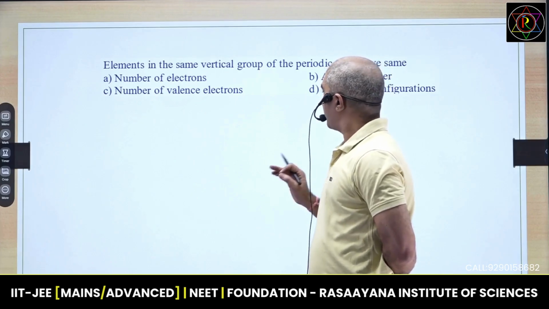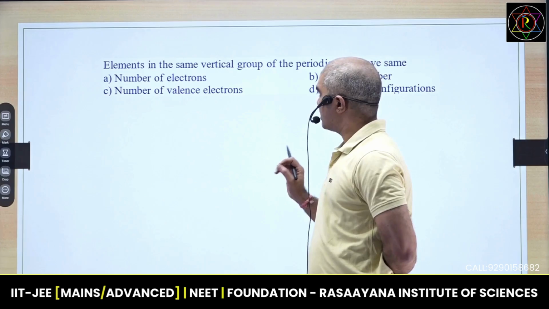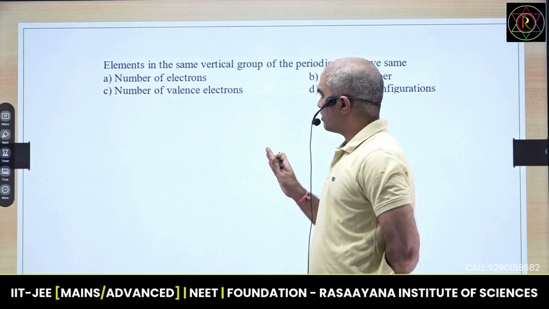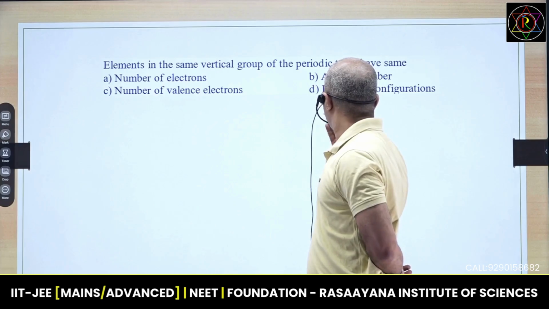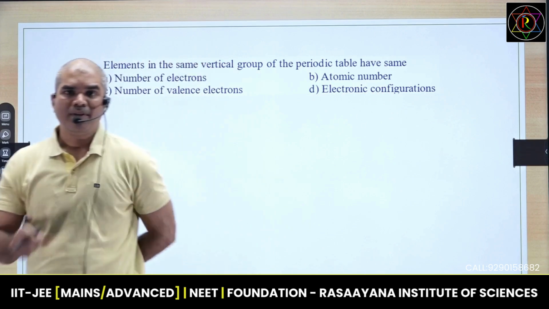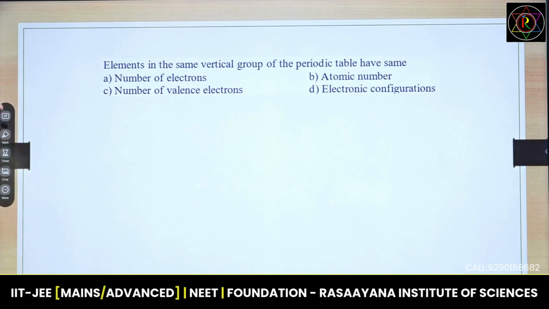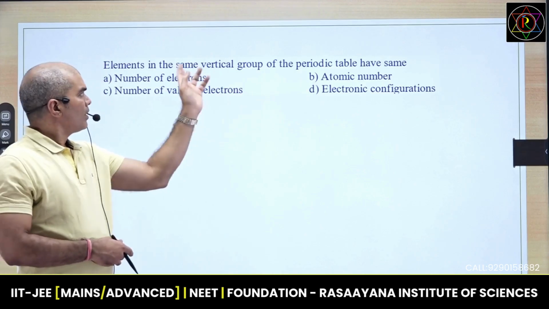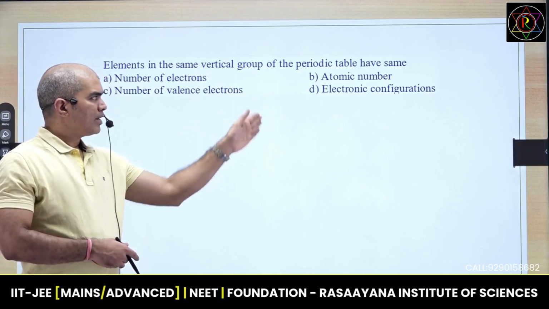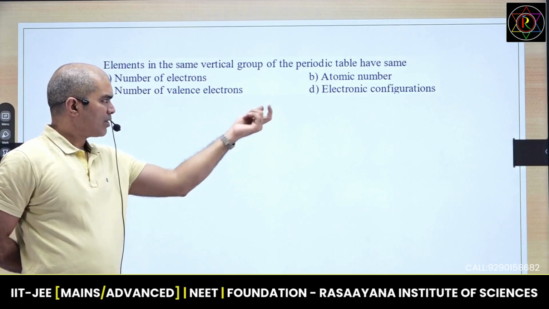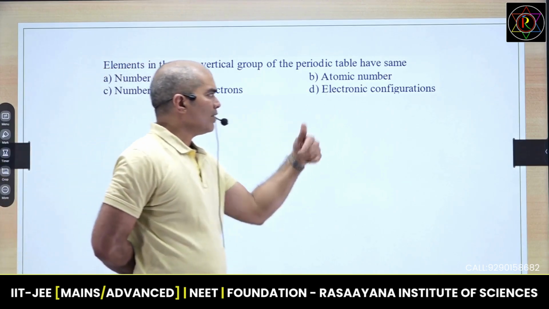Elements in the same vertical group of the periodic table will have the same number of electrons, same number of valence electrons, same atomic number, same electronic configuration. So elements belonging to the same group, what will be same for them? Number of electrons cannot be same, because for every element the number of electrons increases. Atomic number, same vertical group, they cannot have same atomic number, it will be different. Electronic configuration will change.